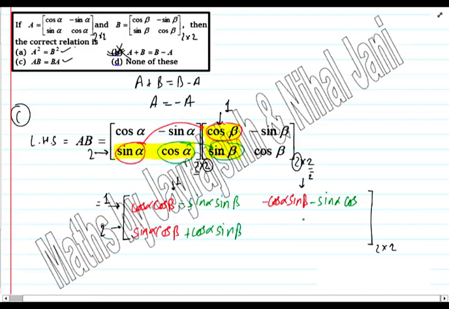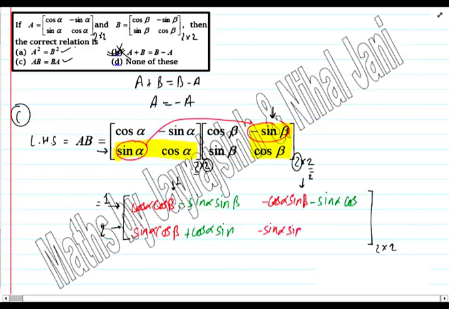And the last element can be found from the second row and the second column. So let's quickly multiply the sin alpha with minus sin alpha. It's minus sin alpha sin beta. Cos alpha, the cos beta will give us plus cos alpha cos beta. Ta-da! Successfully multiplied two matrices. So it's time to simplify.